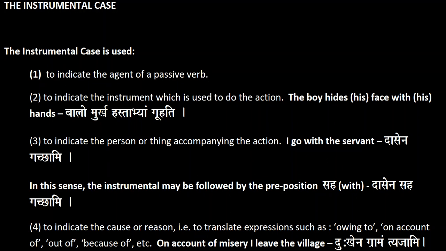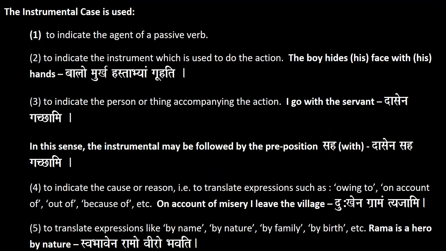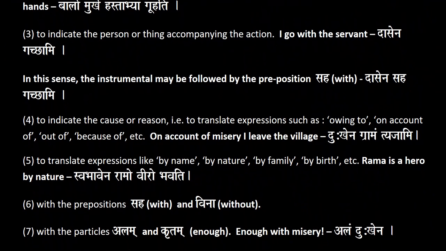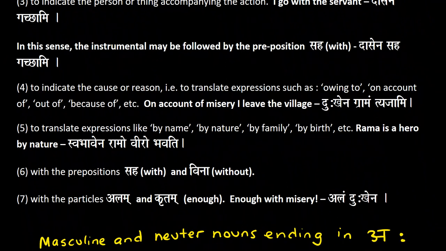The instrumental case is also used to indicate the instrument which is used to do the action. Number three is to indicate the person or thing accompanying the action. The instrumental case could also be used to indicate the cause or reason, or to translate expressions such as owing to, on account of, because of, or out of.